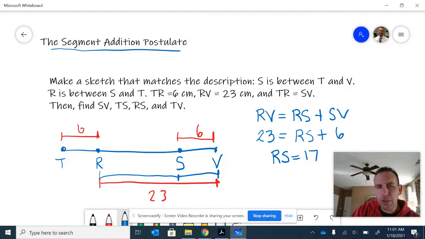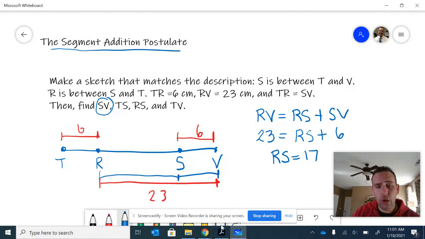So using similar logic, you could solve, and that, by the way, was the solution to RS. You could solve for the other missing values as well. What is SV? We already had found that to be 6 from the statement above. What is the distance TS? That would be found by also realizing it's 23. RS is 17. And TV, the entire distance end to end, would be 6 plus 23, or 29.